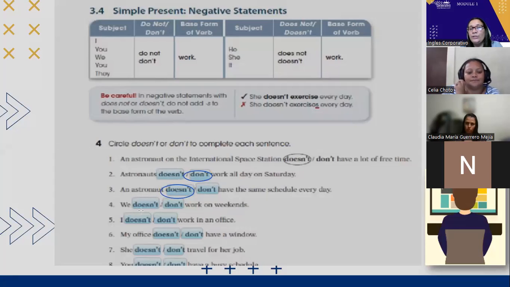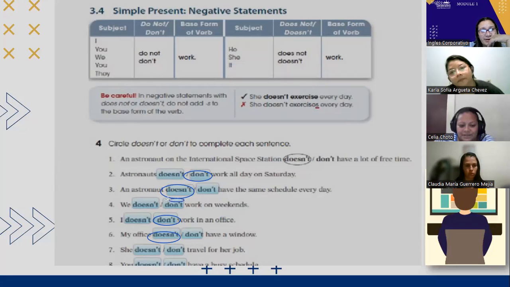An astronaut doesn't have the same schedule every day. Okay, we doesn't or we don't work on weekends? We don't work on weekends. We don't work on weekends, right? My office doesn't or don't have a window. My office doesn't. Yes, doesn't. Y nos saltamos la number four. We doesn't or we don't work on weekends. We don't work on weekends. Right. That's right. She doesn't. She don't travel for her job. She doesn't travel for her job.